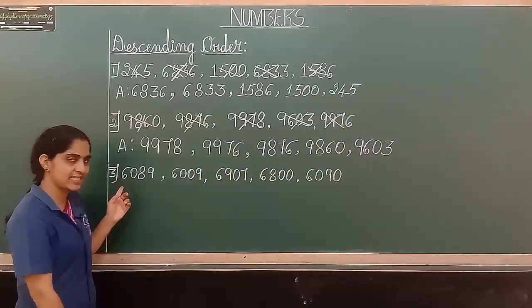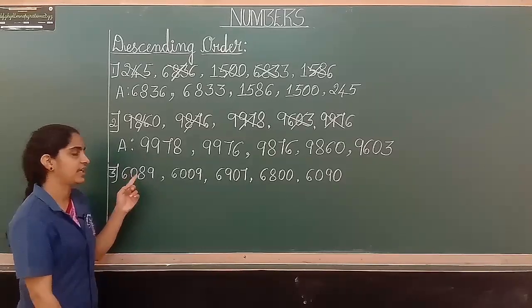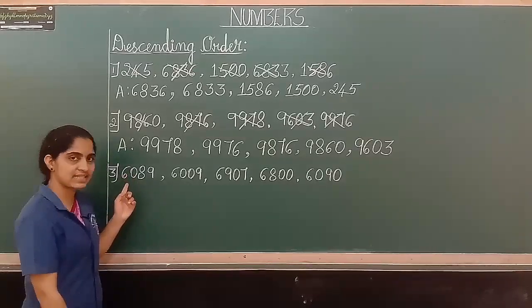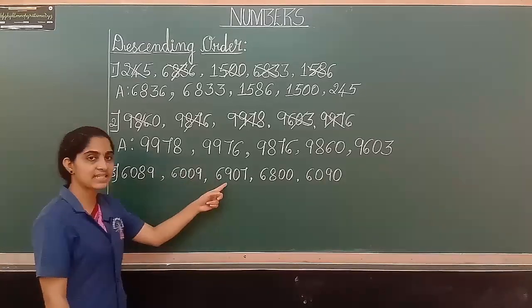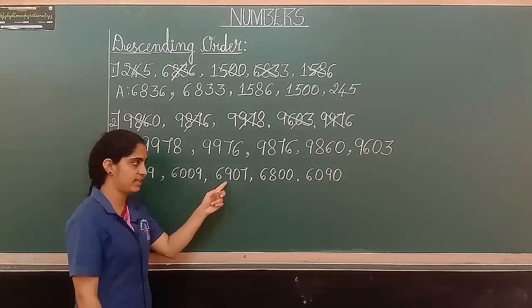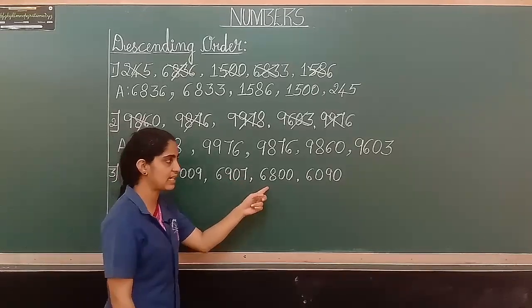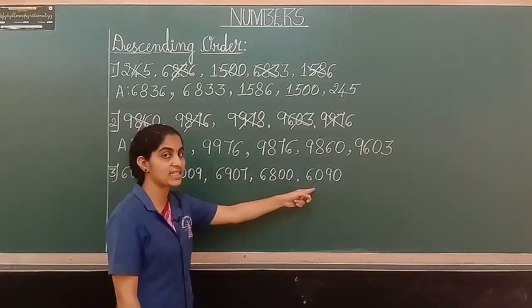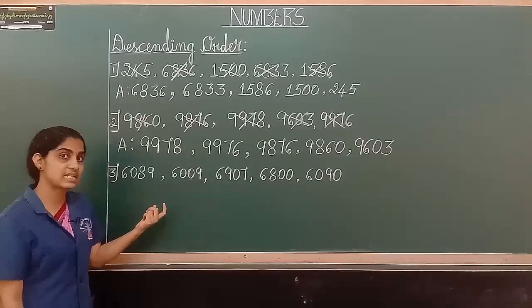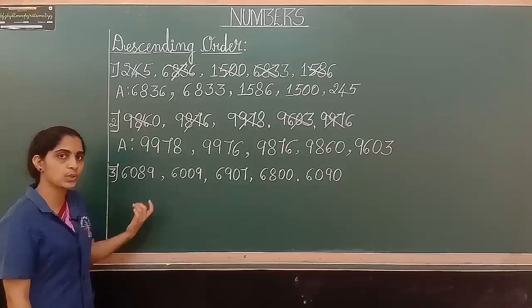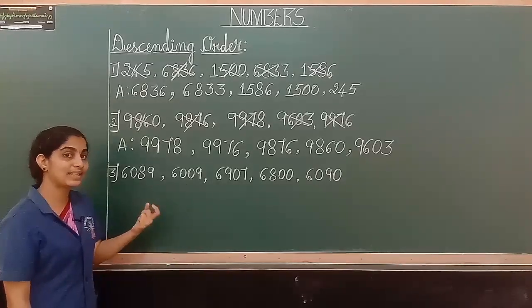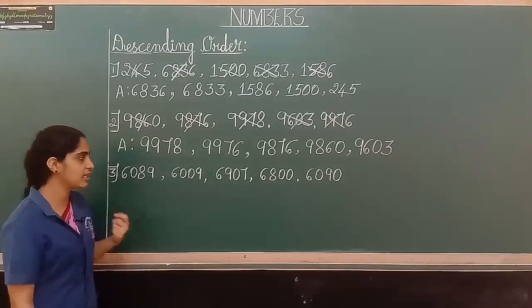Now let us consider the third example. Here you can see the numbers 6089, 6009, 6907, 6800 and 6090. These numbers we have to arrange from greater to smaller. So let us find out which is the greater number.